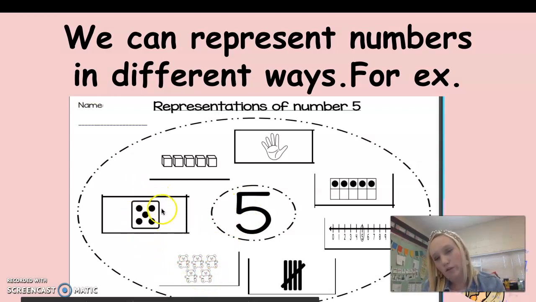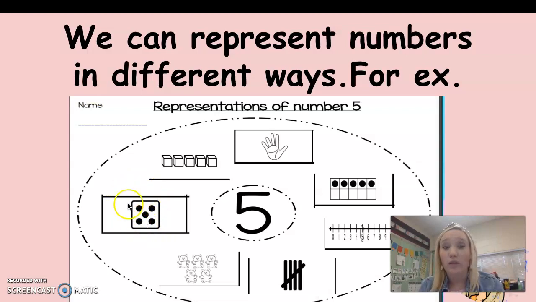We can also use a dice. So this is a dice. And to represent the number 5 on a dice, it has to have 5 dots. 1, 2, 3, 4, 5.